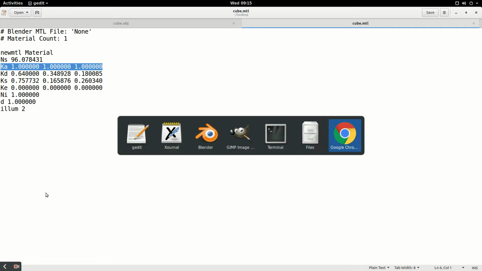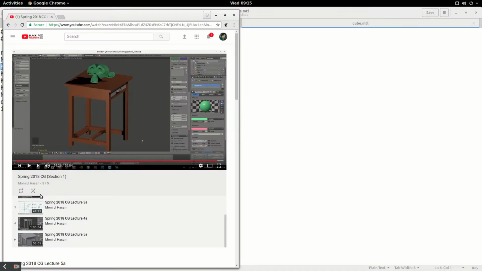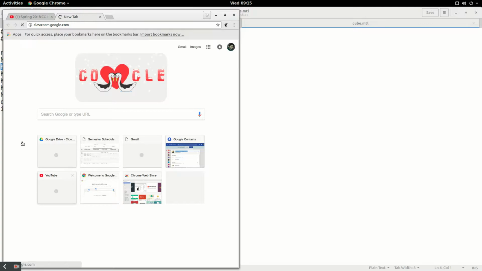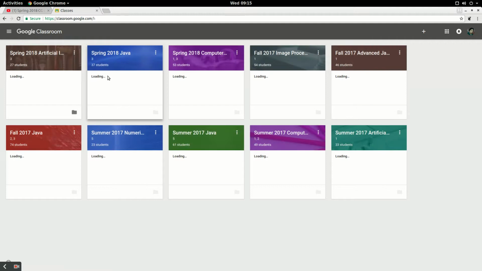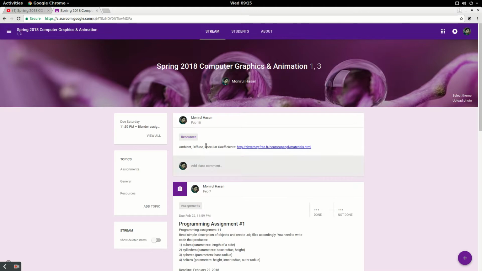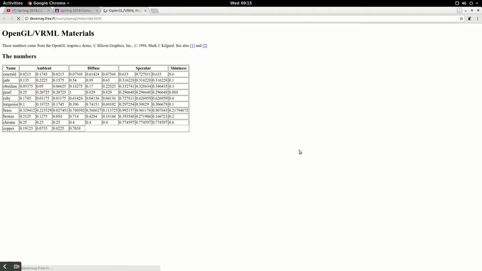I shared a link with you through the classroom. I did it in the other section. If you go to classroom.google.com, in your computer graphics classroom, see, there's this resource, ambient diffuse specular coefficient. If you go to this link, it's about defining materials.